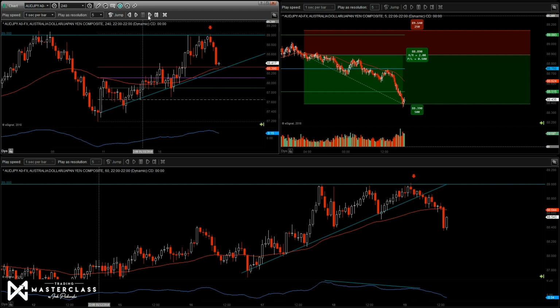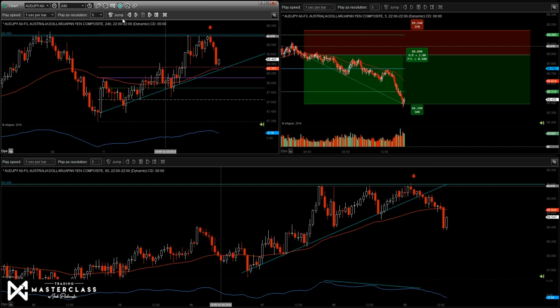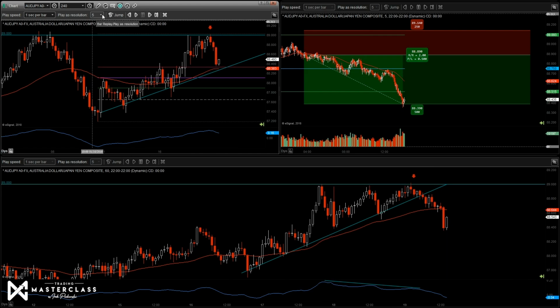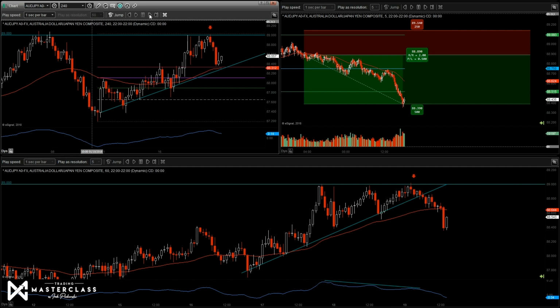And now, big acceleration. At this point, target was hit because it was just a little bit higher. But eventually, if we jump back a little bit more, you'll notice that it fully hit that 4 hour 50 EMA. I'm going to go a little bit farther on this 4 hour chart, and I'm going to tell you the importance of targeting that 4 hour 50.